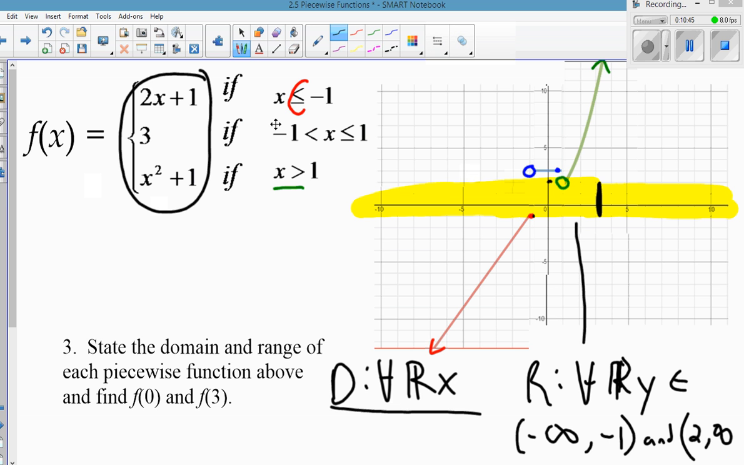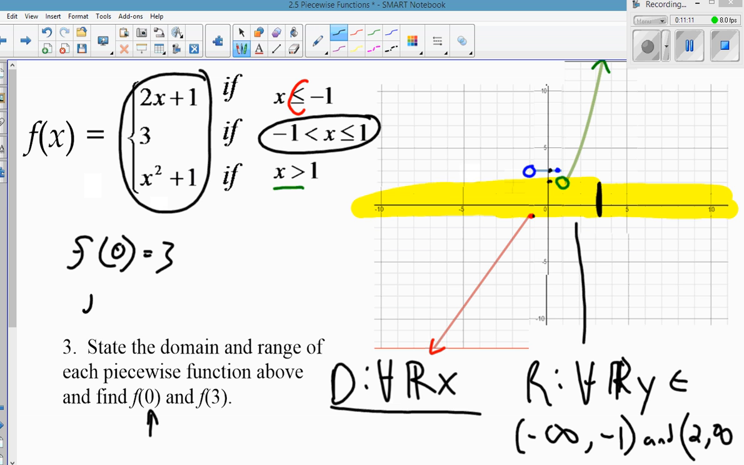Okay, evaluating our function, f of 0 and f of 3. So again, I read these from right to left. When x is 0 is going to satisfy this condition. So f at 0 is going to be equal to 3. That's nice. You can see on my graph at 0, my value is 3.